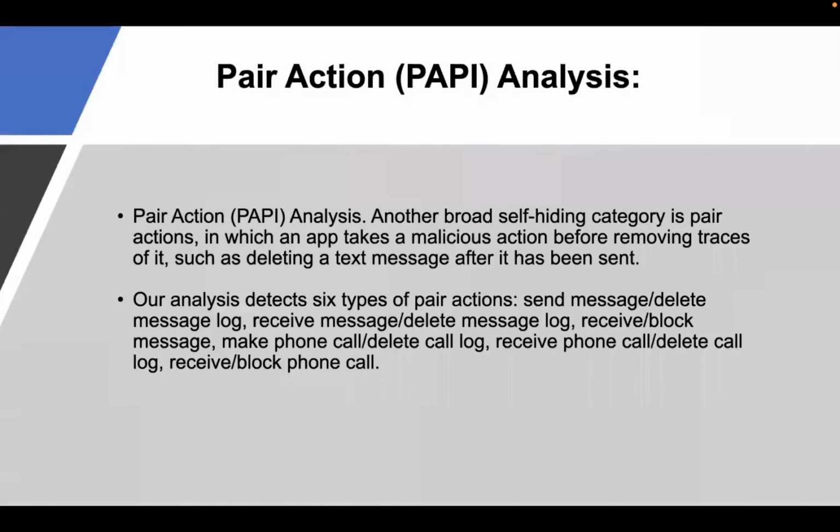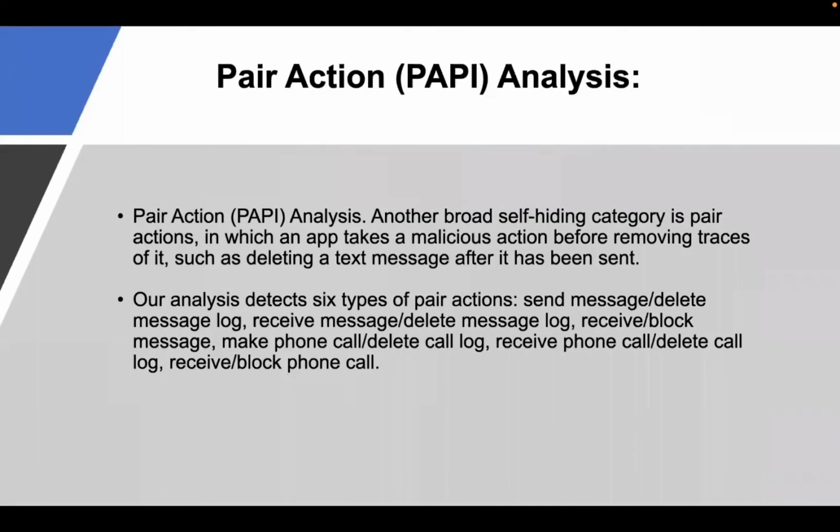Hello, Professor. I'm going to discuss pair action analysis, or PAPI for short. It's a broad self-hiding category, consisting of pair actions, where an app first performs a malicious action, then deletes traces of this action. For this, we have an example. It's deleting a text message after sending it.